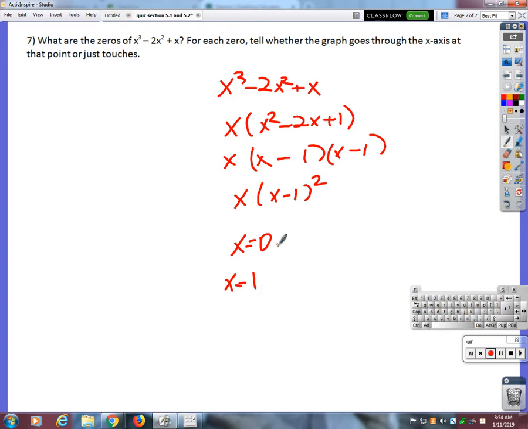Since this has a multiplicity of 1, does it go through the x-axis or just touch it? This one goes through, because odd multiplicities go through. This one is a multiplicity of 2, so that means it just touches. Okay?